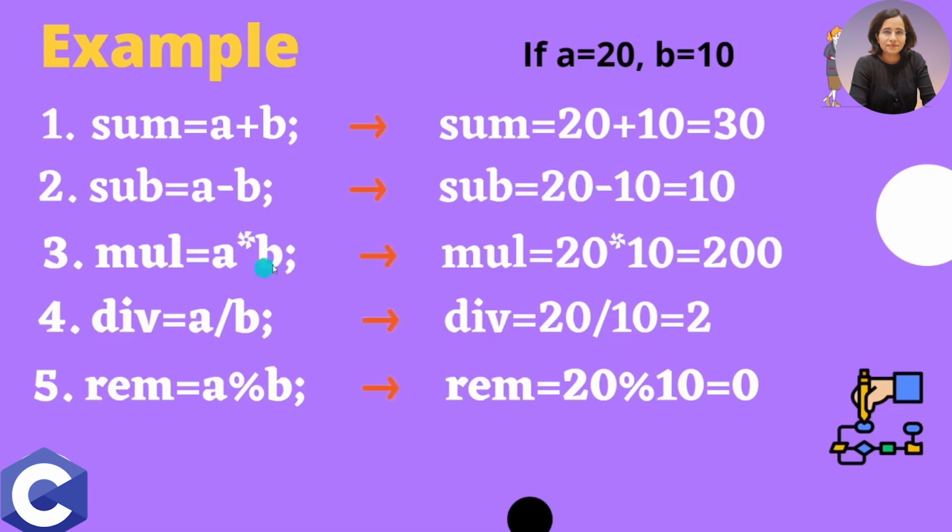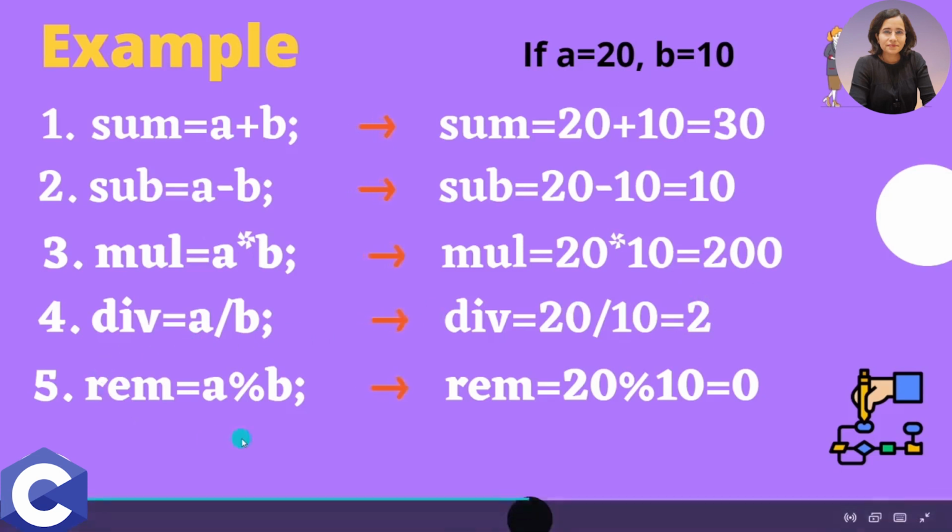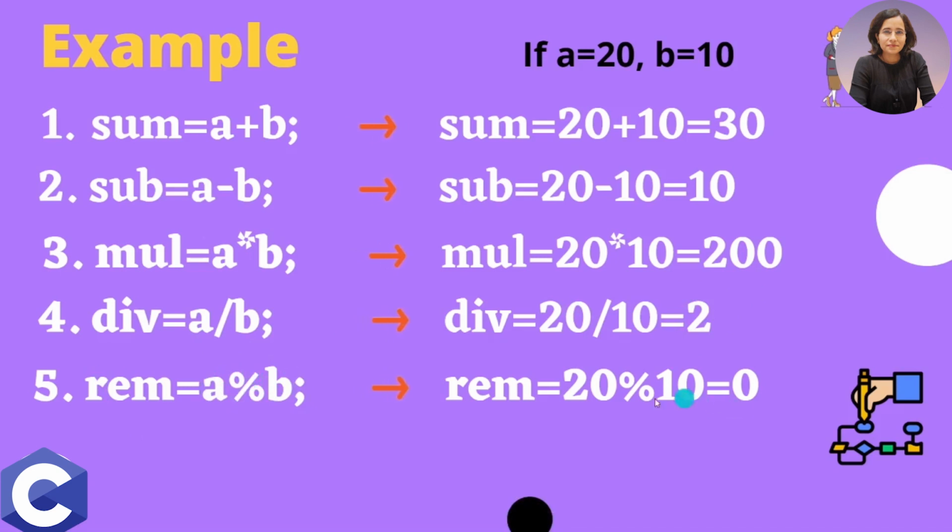Third, we have star, which is used for multiplication. When we multiply these two values, we will get this result. Then we have slash, which is used for division. This slash operator gives the quotient. So when we divide 20 by 10, we will get 2. But in case we need the remainder, for that we will be using the modulus operator, which gives the remainder. So 20 modulus 10 is equal to 0.